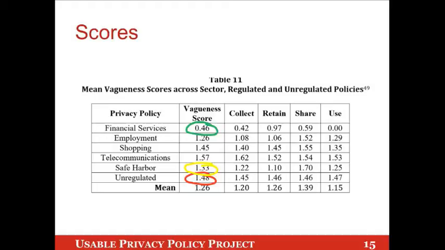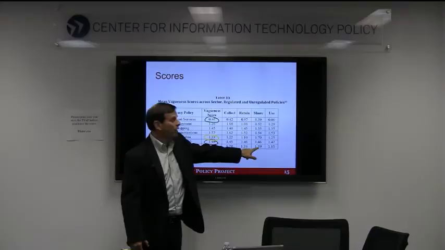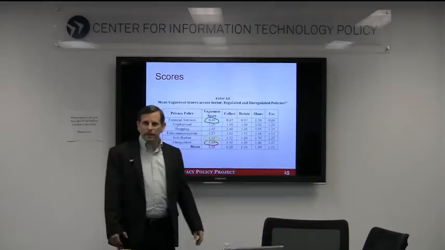The worst of the group was the market itself, and in fact, when you look at these, telecom is 1.57, shopping was 1.45, employment was much lower. So even these two, the mean of these two is much higher. Looking at the individual scores, they all seem to hover relatively similarly, but we notice that with sharing, they're much fuzzier when it comes to describing their sharing practices than anything else.